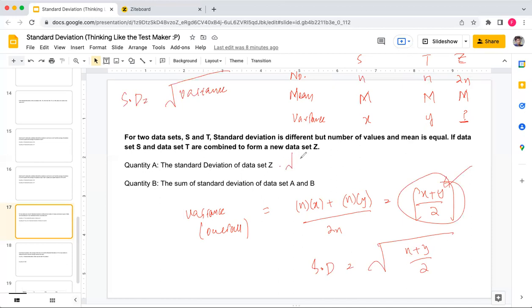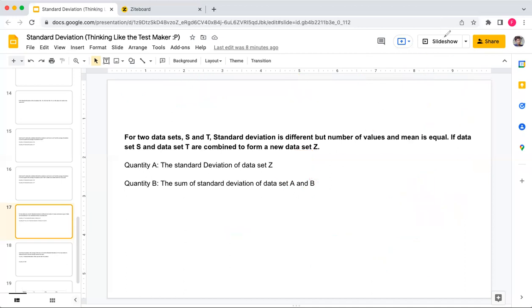So this is the square root of (X plus Y) over 2. And this is the sum of the standard deviations of S and T. If the variance of data set S is X, what is the standard deviation? That will be under root X, and this will be under root Y. Now we come up with this value. Quantity A is under root of (X plus Y) divided by 2, and quantity B is under root X plus under root Y.